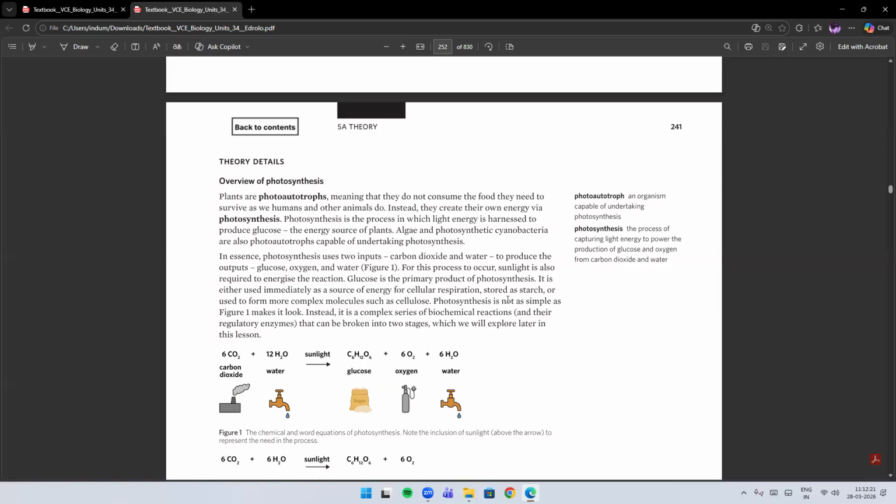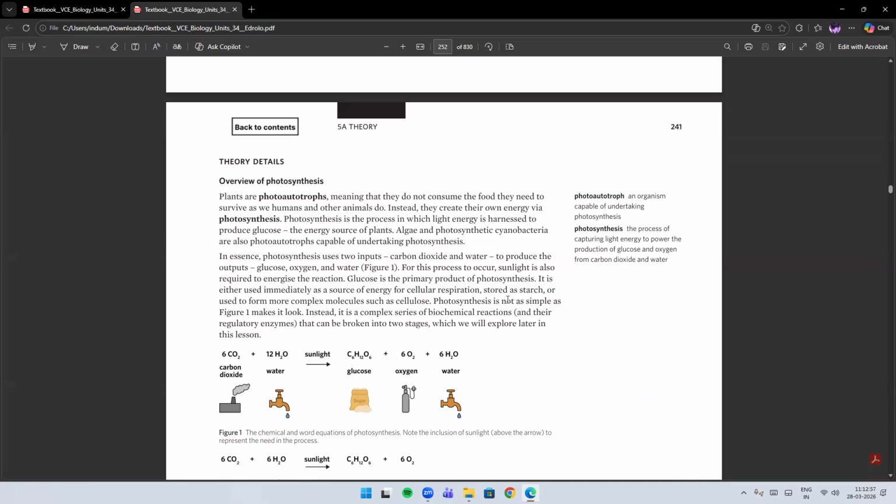In a sense, photosynthesis uses two inputs, carbon dioxide and water, to produce the outputs glucose, oxygen, and water. Figure 1. For this process to occur, sunlight is also required to energize the reaction. Glucose is the primary product of photosynthesis. It is either used immediately as a source of energy for cellular respiration, stored as starch, or used to form more complex molecules such as cellulose.